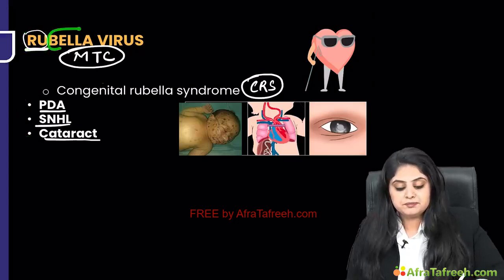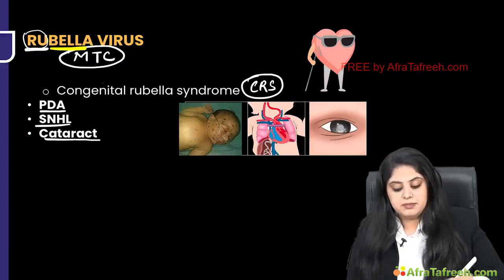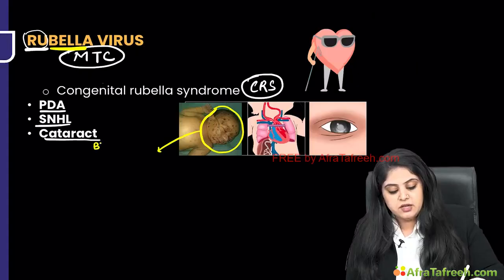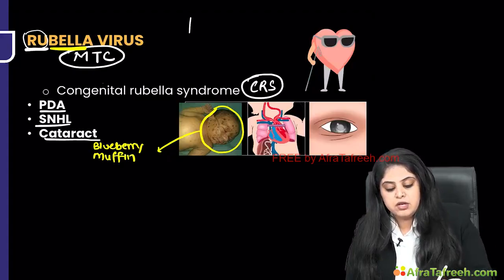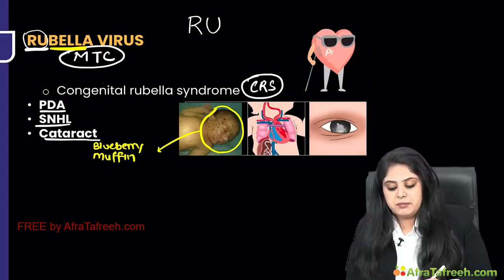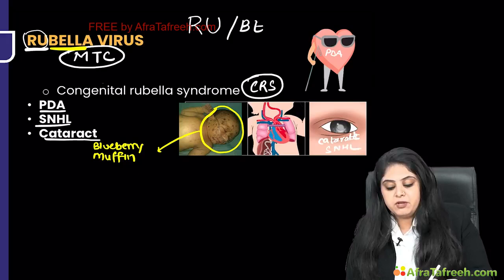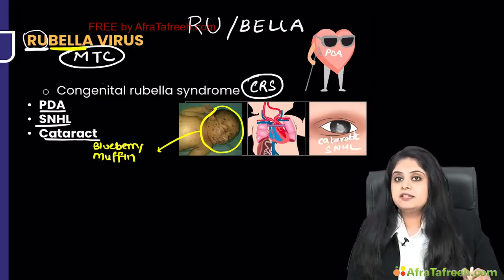But also remember, Bella will remind you of blueberry muffin baby. Can you see these spots that are giving it a characteristic blueberry muffin appearance? So remember this as well. I'll repeat the mnemonic so that you don't get confused. Rubella means Rona. Pyar mein andha behra is going to cry. So pyar mein is patent ductus arteriosus, andha is for cataract, and behra is for sensorineural hearing loss. Next, Bella will remind me of the blueberry muffin baby.